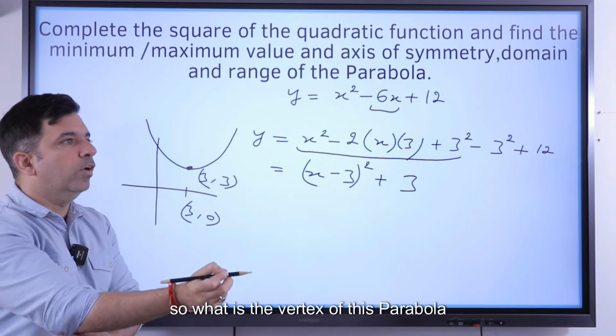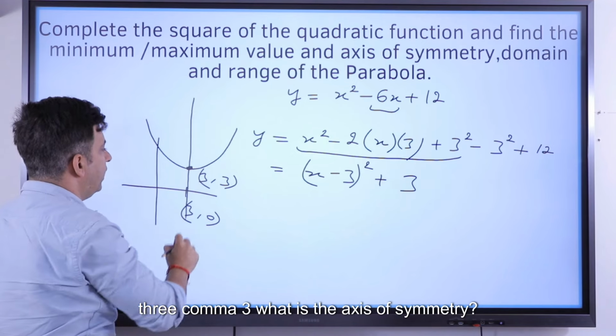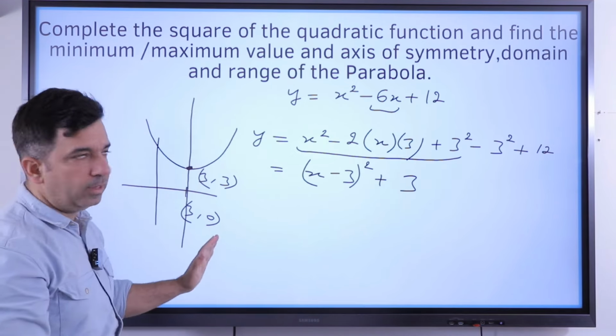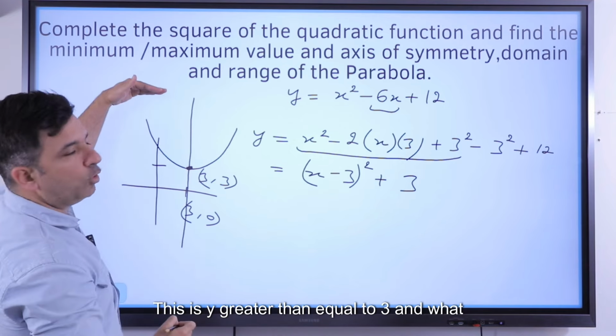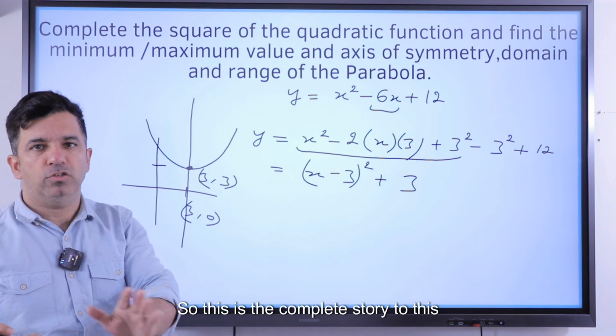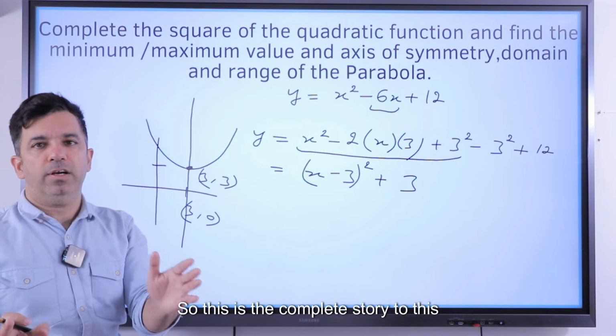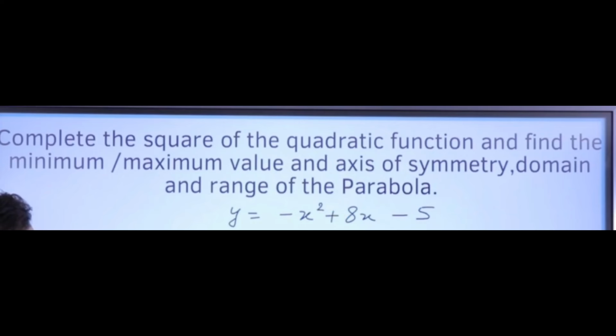So what is the vertex of this parabola? 3, 3. What is the axis of symmetry? This is the line x is equal to 3. What is the range of this parabola? This is y greater than or equal to 3. And what is the domain? That is x belongs to all real. So this is the complete story of this question. Now let's solve the next one.